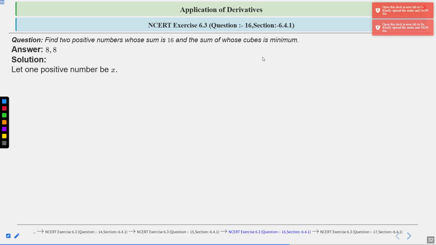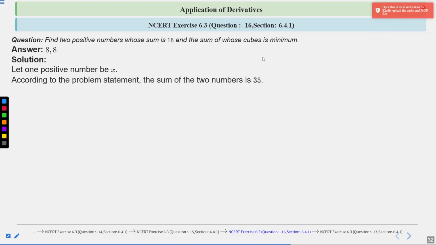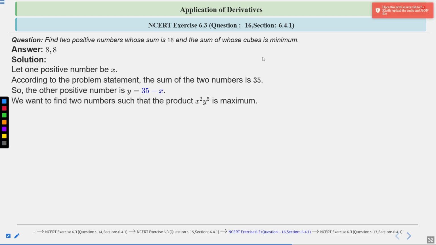Let one positive number be x, right? According to the problem statement, the sum of two numbers is basically 35, right? So the other positive number is basically y is equal to 35 minus x, right? Now we want to find two numbers such that product x square y to the 5 is maximum, okay?